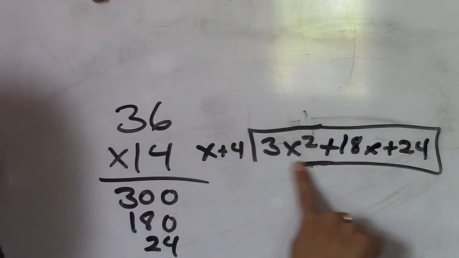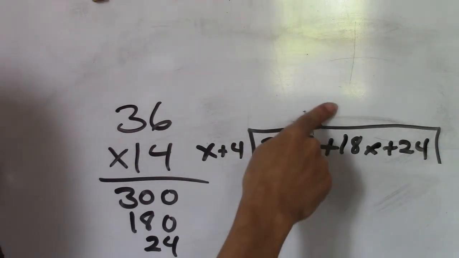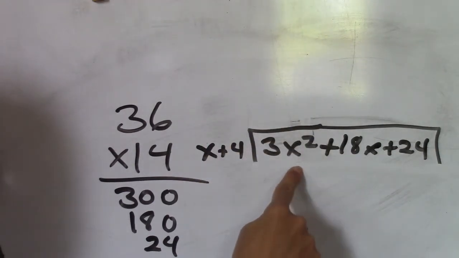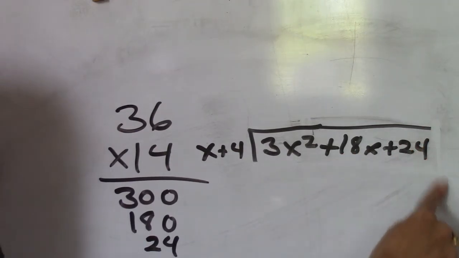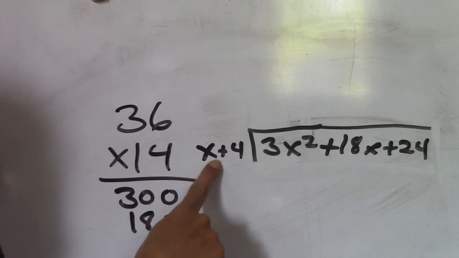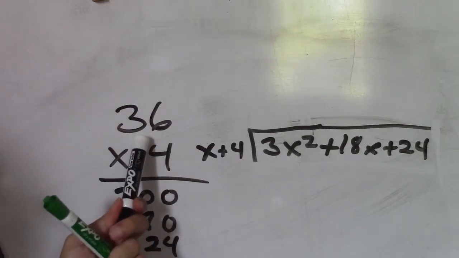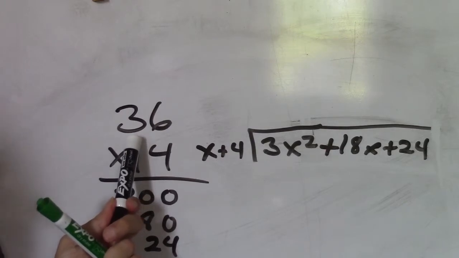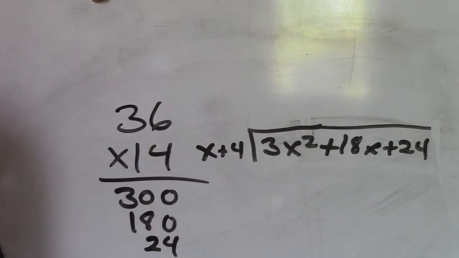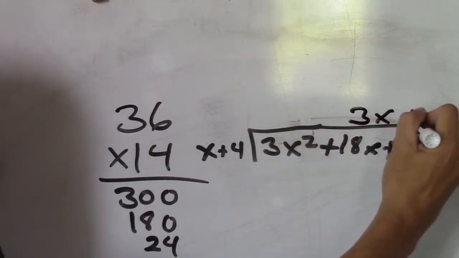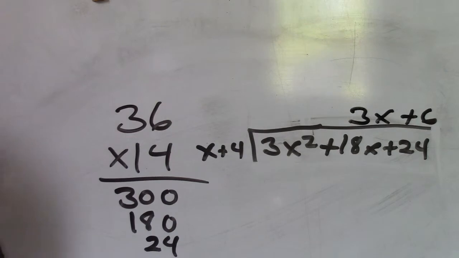What's the other side gotta be? If the whole thing is 3x squared, 18x, and 24, and one side is x plus 4, what's the other side have to be? If one side is x plus 4, the other side has to be 3x plus 6. How many x? 3. 3x plus 6. You are correct. Bam. How easy is that?